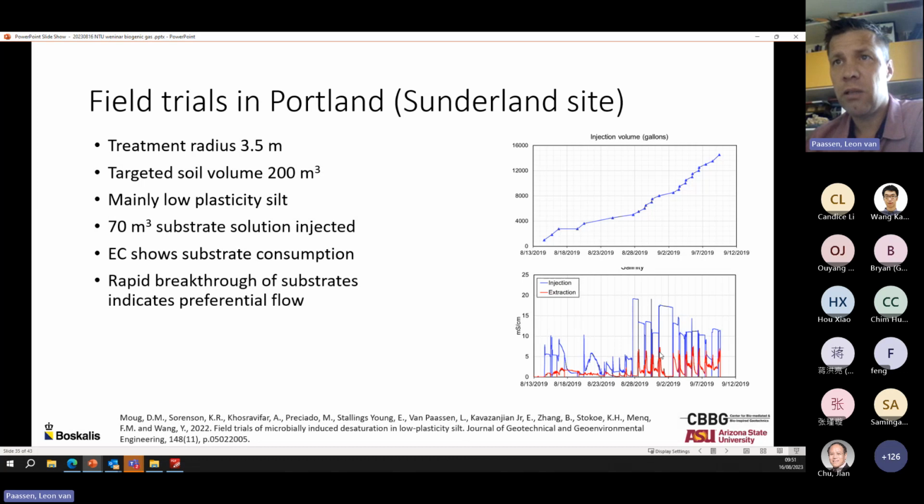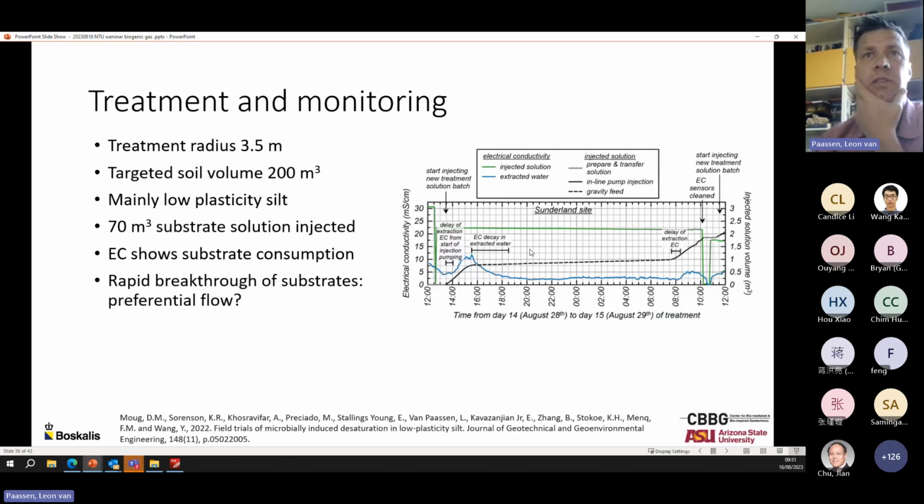The fact that you see a peak here immediately after starting a new injection indicates that there's actually some rapid breakthrough of those injected substrates, which can indicate some preferential flow through some higher permeability layers. And the same is visualized here, that we see an increase in the EC in the extracted liquid compared to the EC of the injected liquid, which indicates there is some breakthrough. Within 4 hours, we already see some of the liquids on the other side in the extraction well.